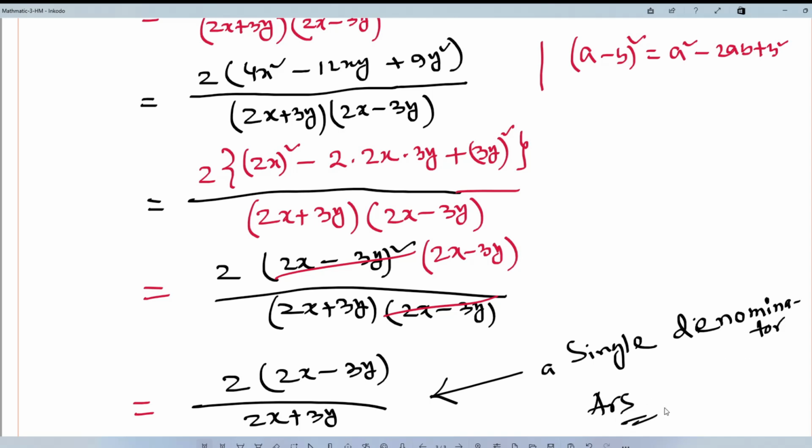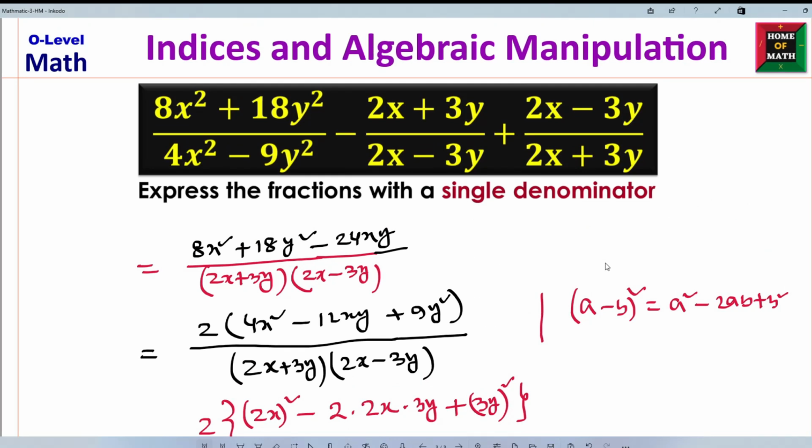Thank you very much for being with me. This is very important math for any kind of algebraic matter. Our topic is indices and algebraic manipulation. We are following Mathematics 3. It's for O level.